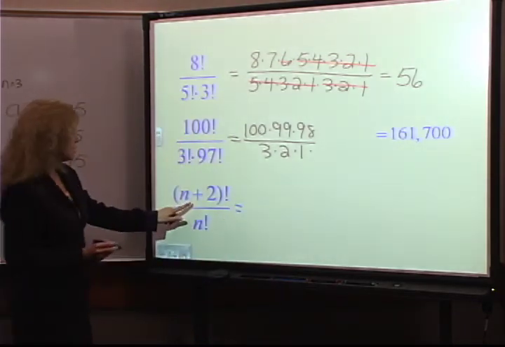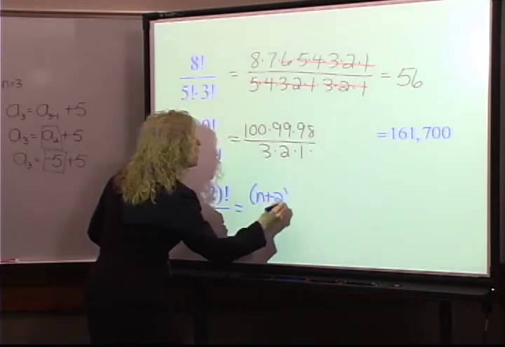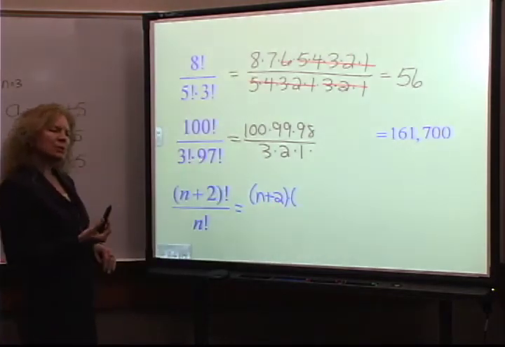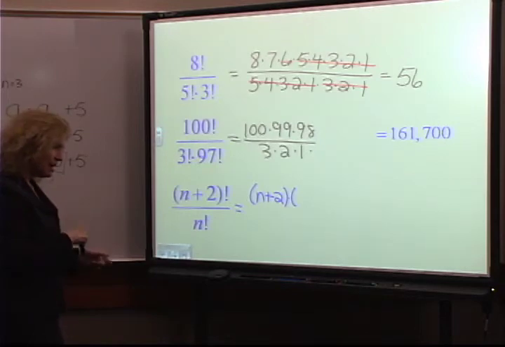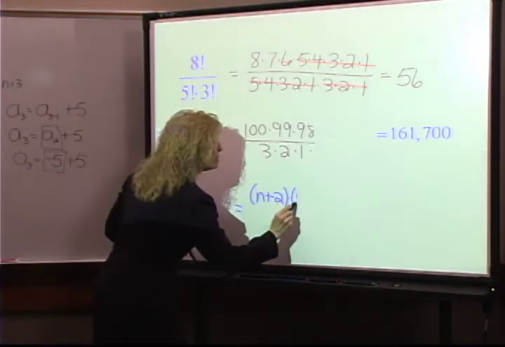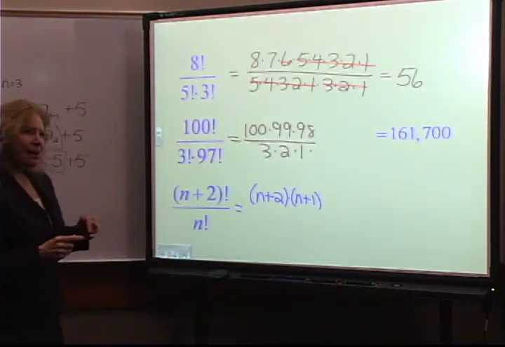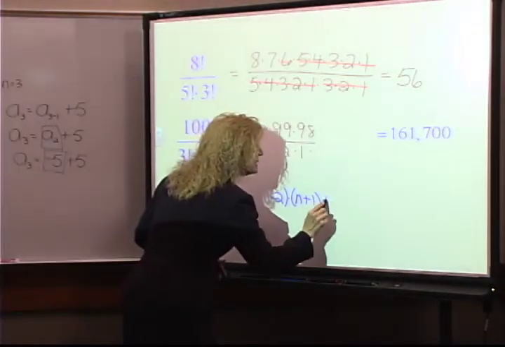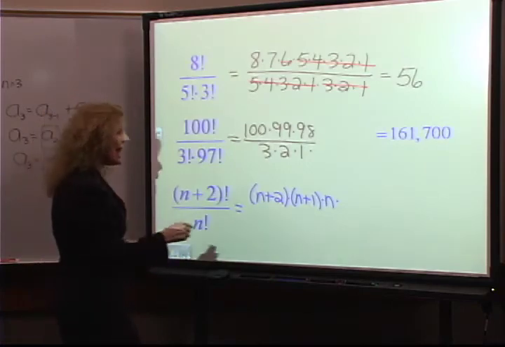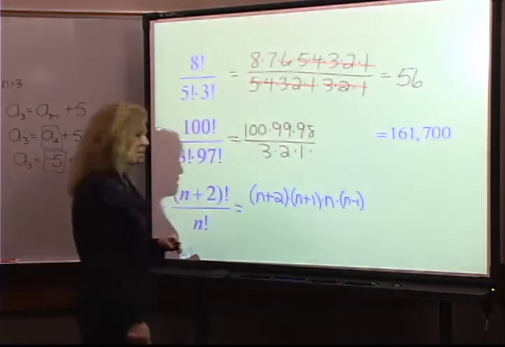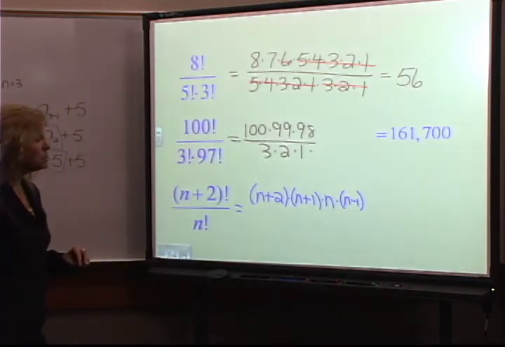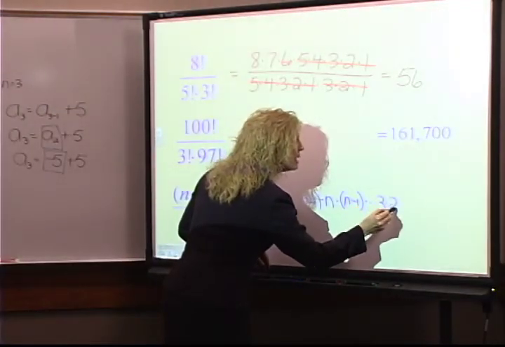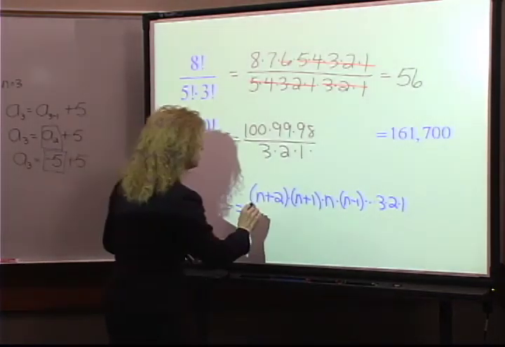Well, we know what we're going to start this guy with. We're going to start here with n plus 2, right? Just like we started 100 factorial with 100. Well, what number is 1 less than n plus 2? That would be n plus 1. And what number is 1 less than n plus 1? We'll take away the 1, that'd be n. And what's 1 less than n? n minus 1. And even if I was inclined to, I can't write them all out because I don't know what they all are. But I know that they're going to continue down and end with times 3, times 2, times 1.